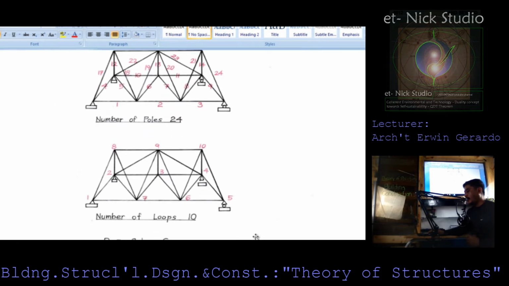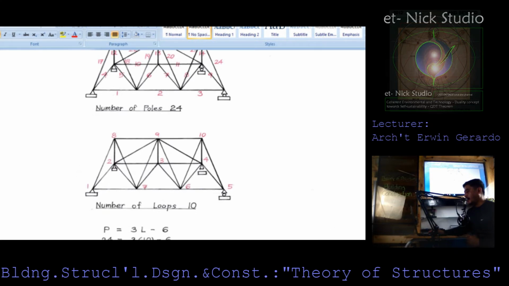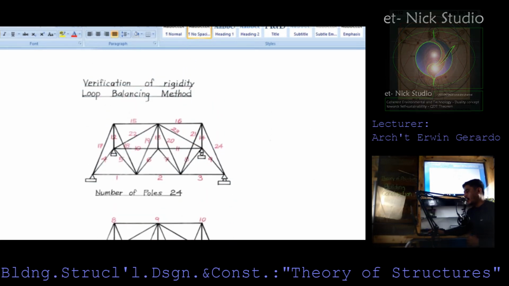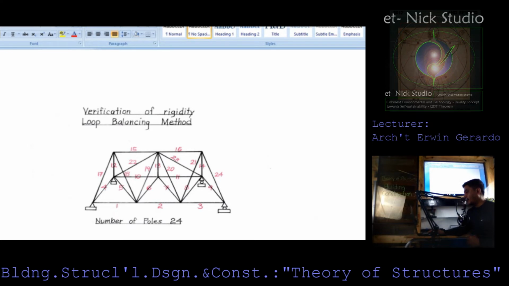Then the number of loops is 10. 1, 2, 3, 4, 5, 6, 7, 8, 9, 10. That is why we have 10 loops. Using the formula for this, pole equals 3L minus 6. So therefore, pole is 24. As you could see here, there are 24 poles.